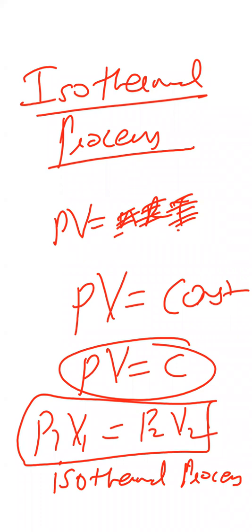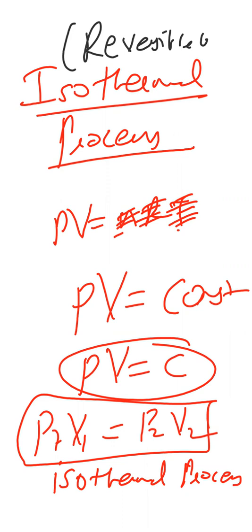PV equal to constant represents isothermal process. Can you note it down? And it is a reversible process only. I'll explain further why it is like that. It's a reversible process we are talking about. So P1V1 equals P2V2. Note it down.